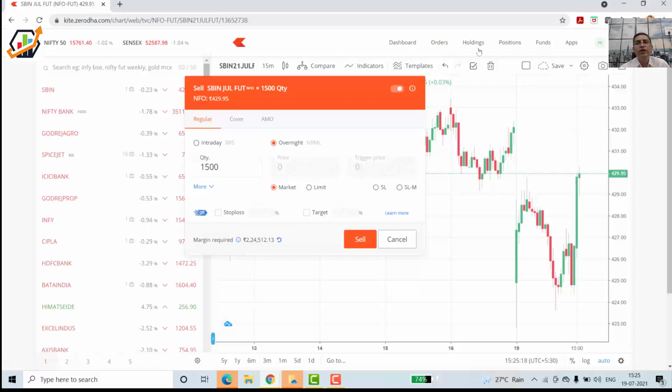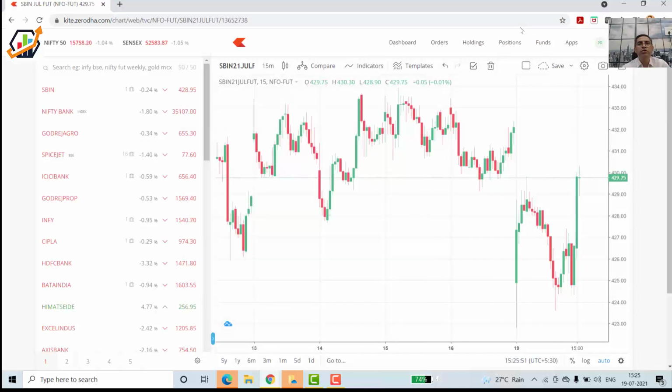If it is executed, then it is going to come in your positions. In the position it is going to show as a short position. Why? Because you have taken the first step as sell. Now if you think that the price is going to come down, and if it actually does, and let us say it goes back to 425, now you want to make some profits and book your profits over there, you can square off the trade by going into the positions one more time. Once you go into the position, you'll be in a short position for State Bank of India futures.